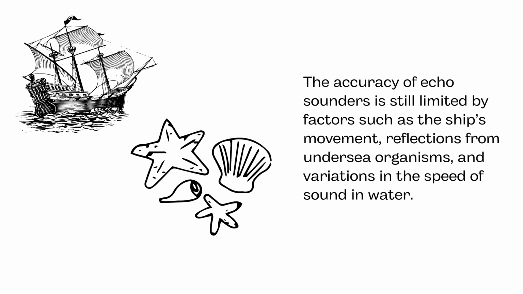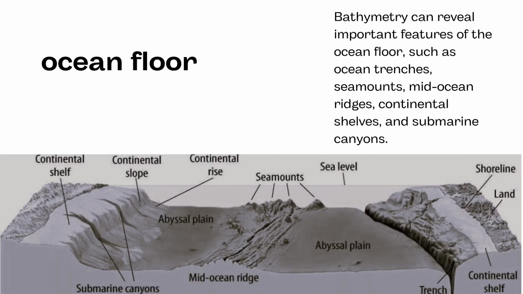Even though we are using echo sounders for depth measurement, some issues used to be there because of factors such as the ship's movement, the reflection from undersea organisms, and the variation in the speed of sound in the water. Next one is the ocean floor.